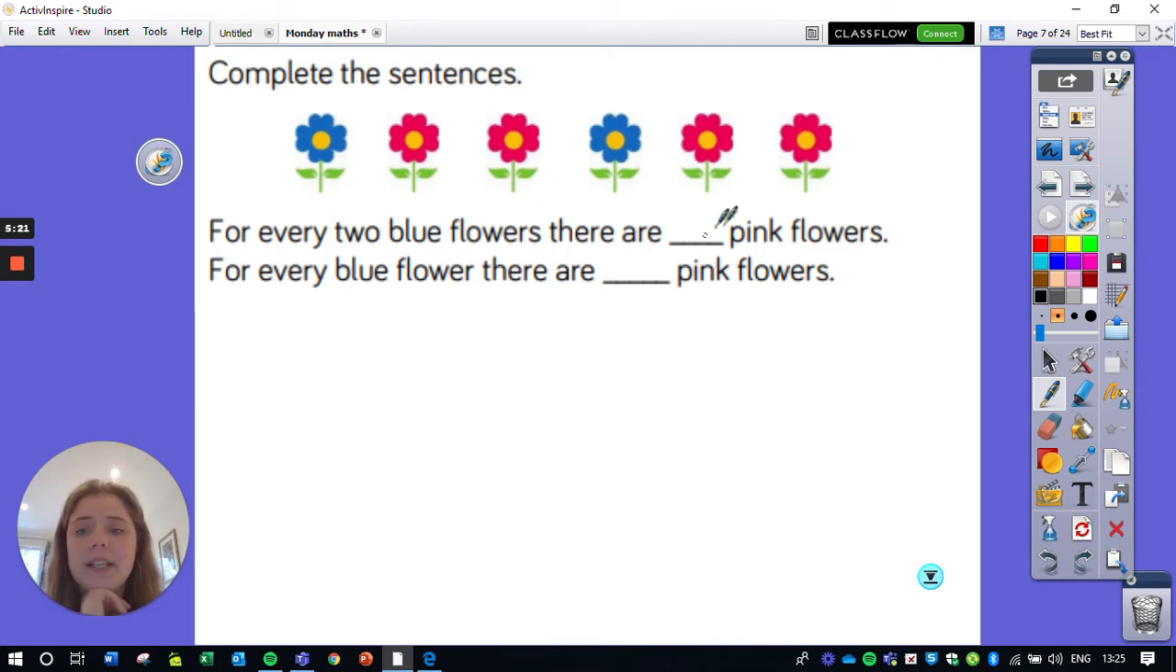Let's have a look at these questions then. So complete the sentences. For every 2 blue flowers, there are pink flowers. 1, 2 blue. Well, how many pink? 1, 2, 3, 4. For every 2 blue flowers, there are 4 pink flowers.